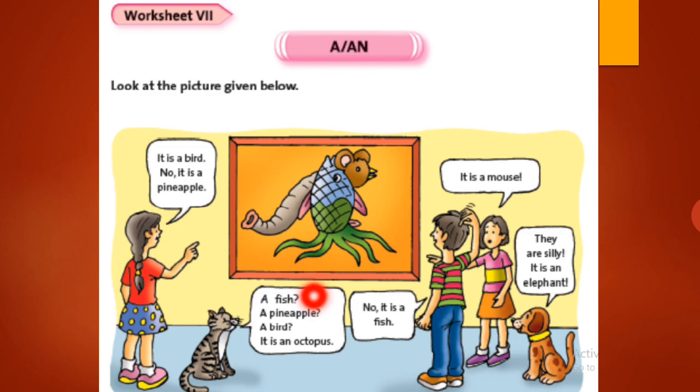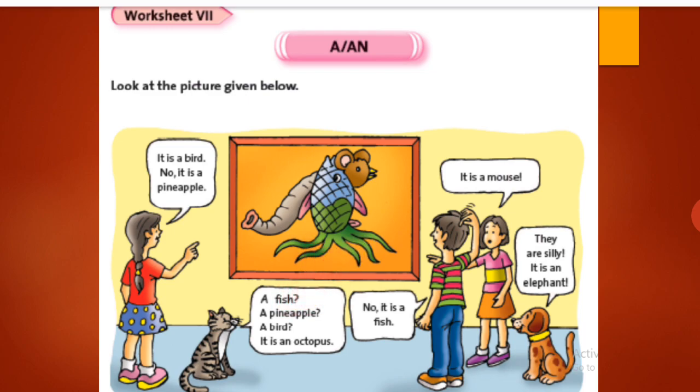Then the cat is saying, a fish, a pineapple, a bird, it is an octopus. But on the other hand, this girl is saying, it is a mouse. The boy is confused and he says, no, it is a fish. The dog is saying, they are silly. It is an elephant. But the cat is saying, a fish, a pineapple, a bird. No, it is an octopus.